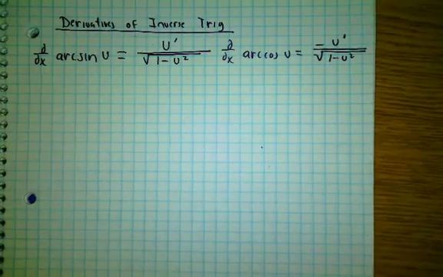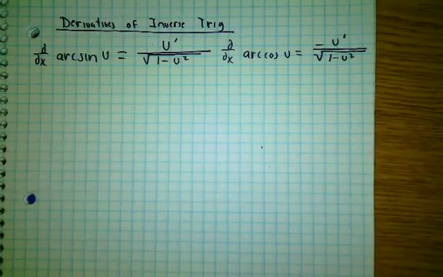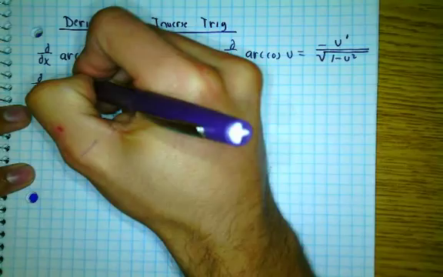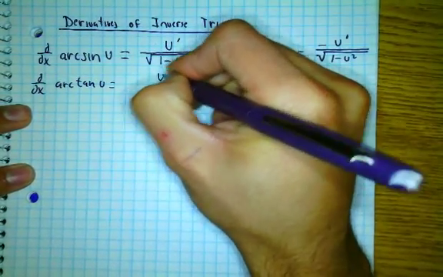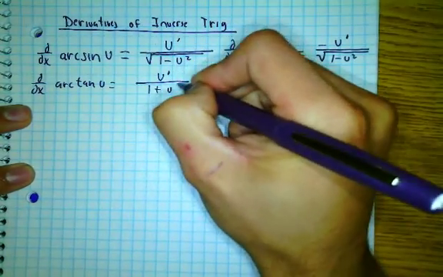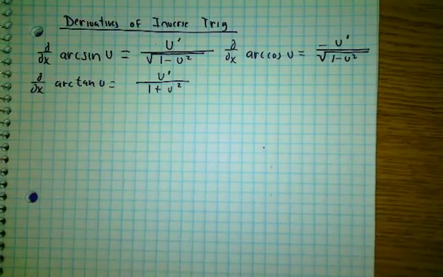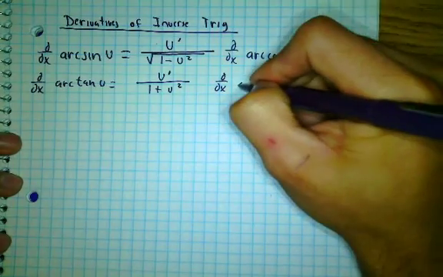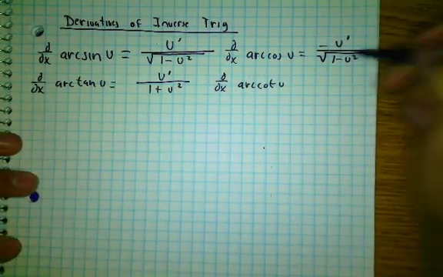The derivative in terms of x of arctangent of u is equal to the derivative of u over 1 plus u squared. Can you make a prediction of what the derivative of arccotangent is? Same thing as tangent, except negative. So the negative derivative of u divided by 1 plus u squared.